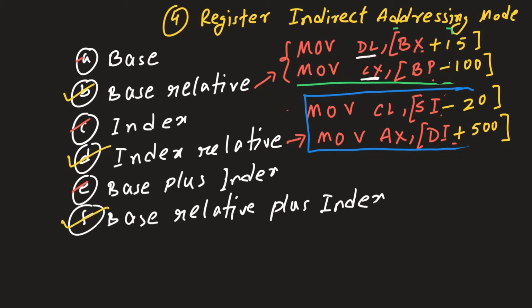The first two examples that are being shown here are very similar to the base addressing mode. The only difference is that here some displacement is also there. So while calculating the effective address, it will be done just like before, but now a displacement will be either added or subtracted. Same for index relative addressing mode and same for base relative plus index addressing mode also.